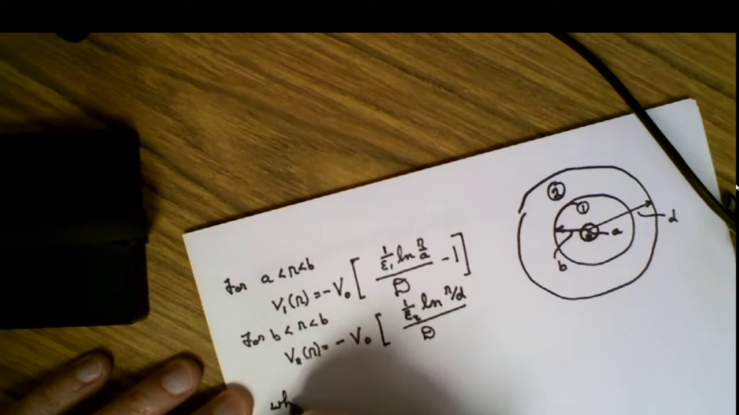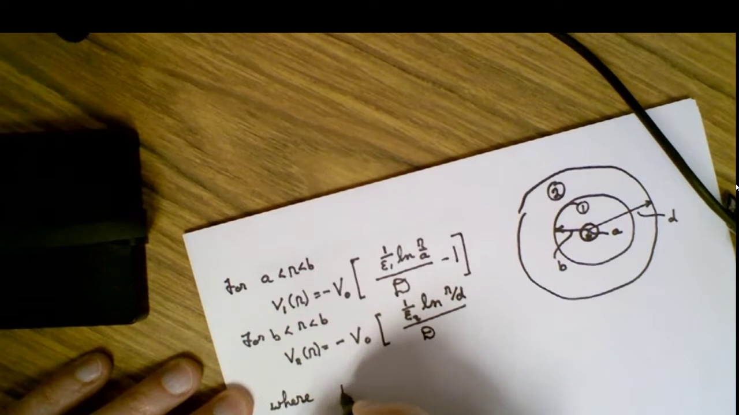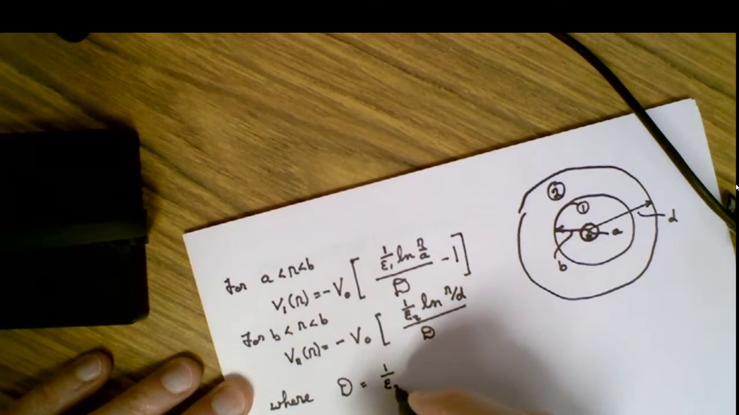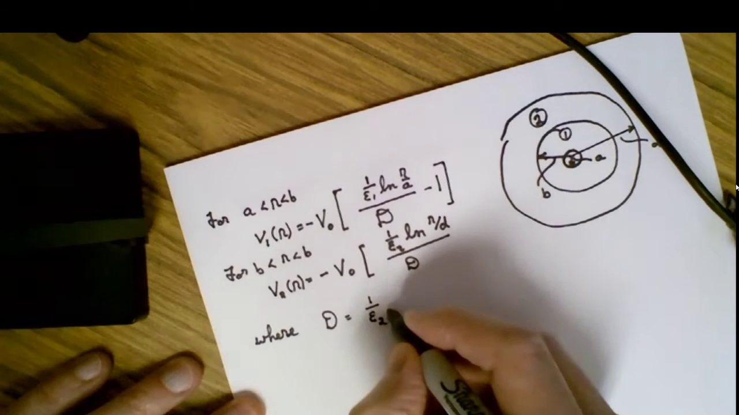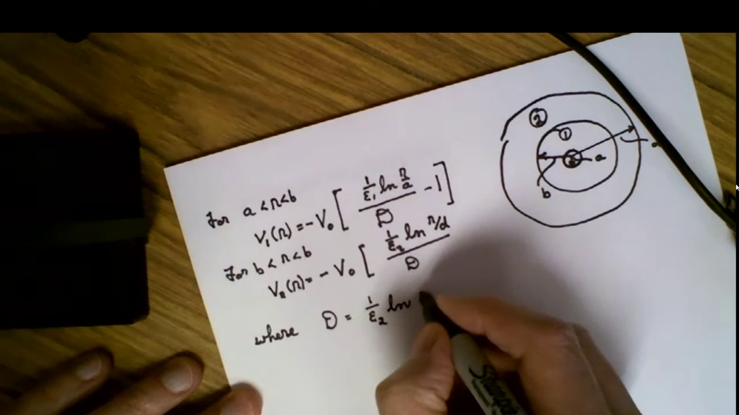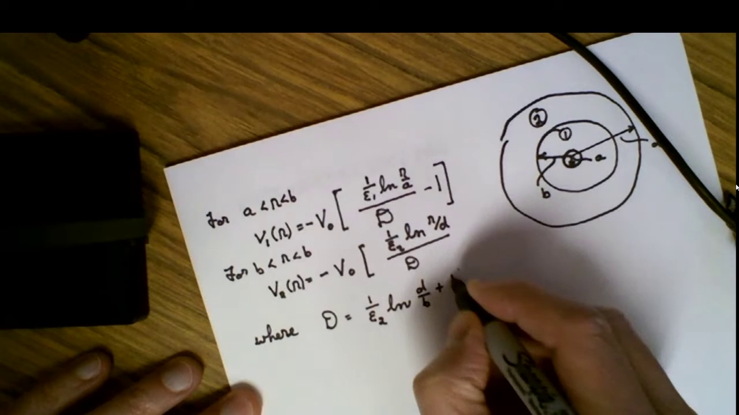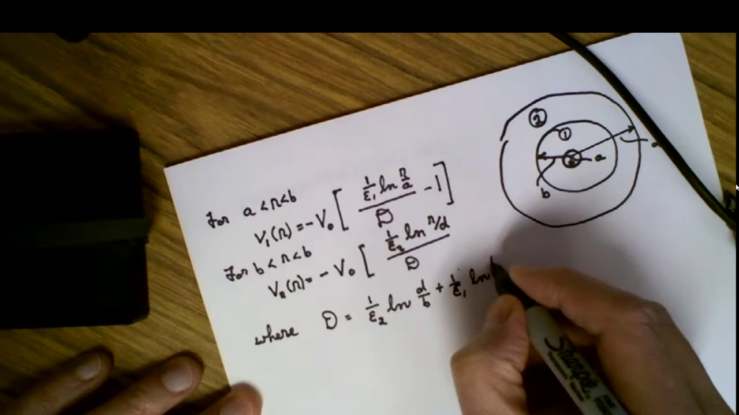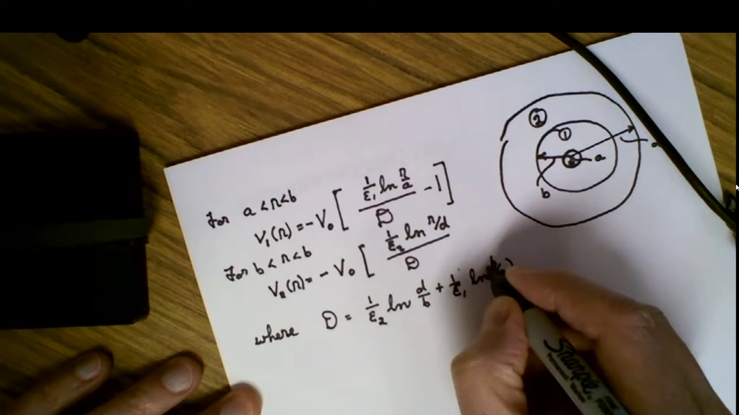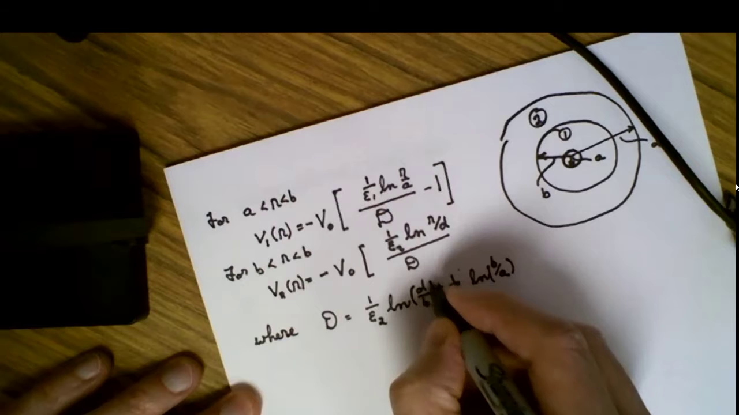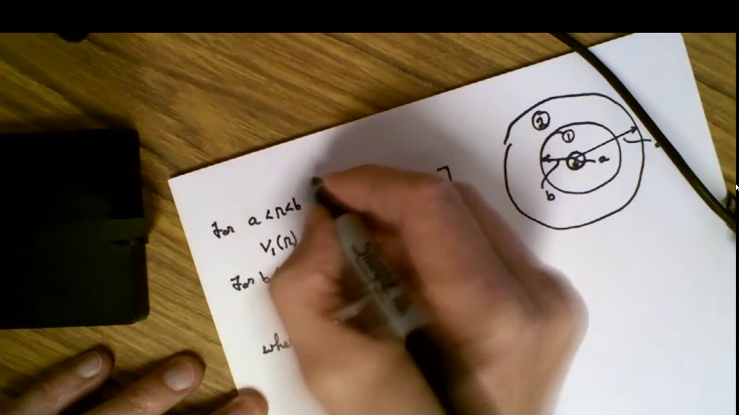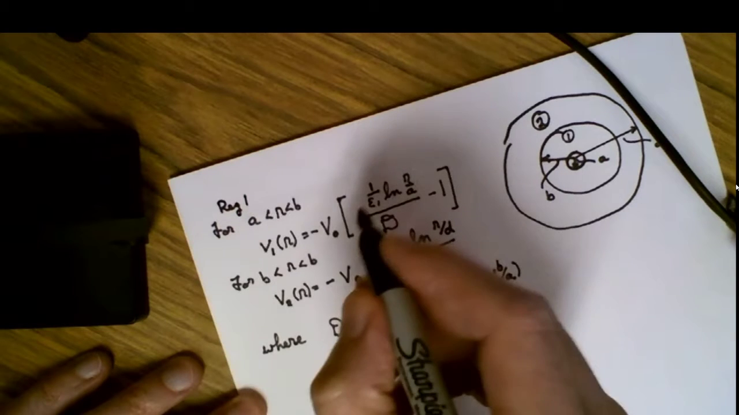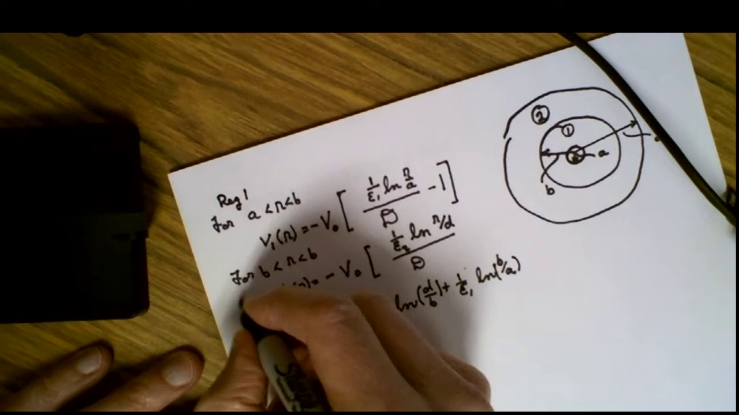where script D is equal to 1 over the permittivity epsilon 2 times the natural log of D over B plus 1 over the permittivity epsilon 1 times the natural log of B over A. So that represented the potential, the equivalent magnetic field for region 1, and I'll put this down over here, region 2.